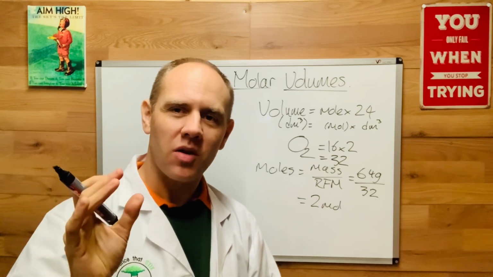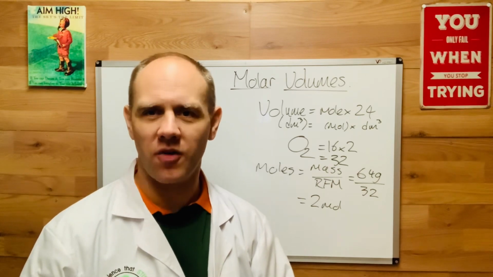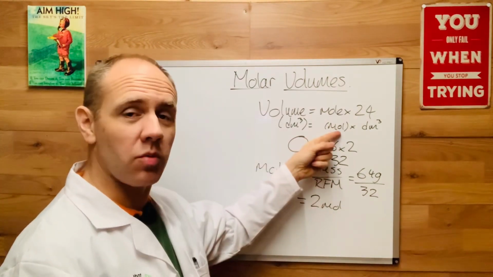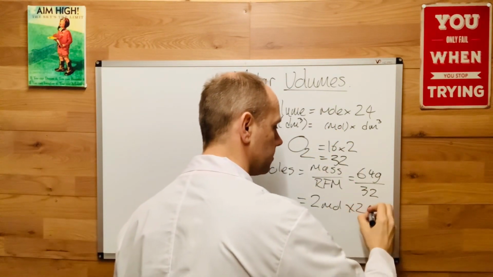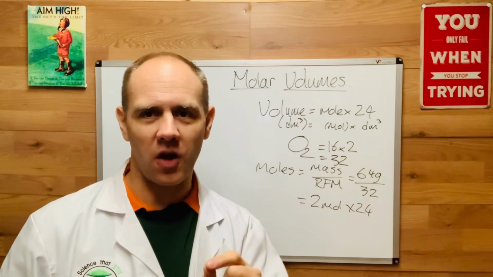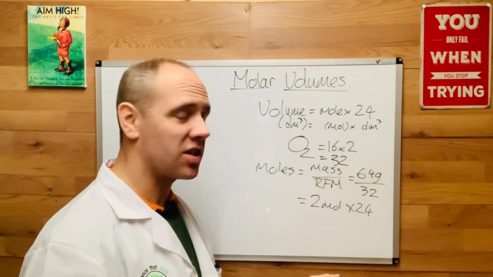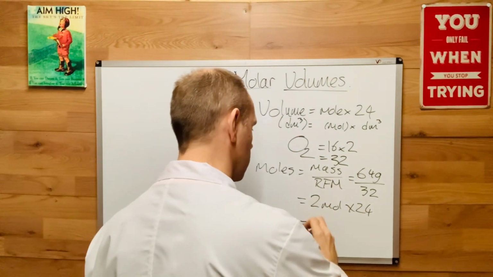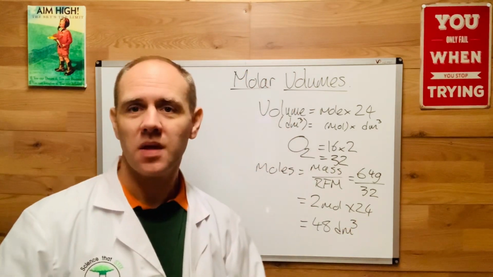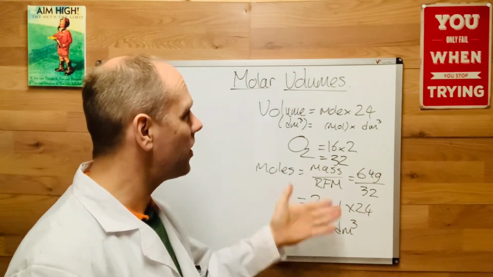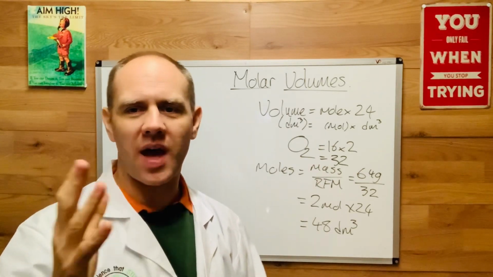But of course, you don't have grams of oxygen, you have a volume of oxygen. So how do you find out the volume? Well, we now know the number of moles in 64 grams, so we multiply it by 24. That will give us the volume of 64 grams of oxygen, and it turns out to be 48 decimeters cubed. And that's it. There's really nothing more to it than this, except perhaps rearranging it to find out other aspects of these 3 things.